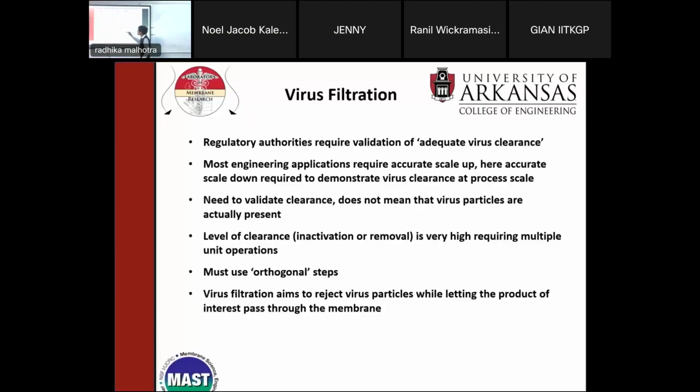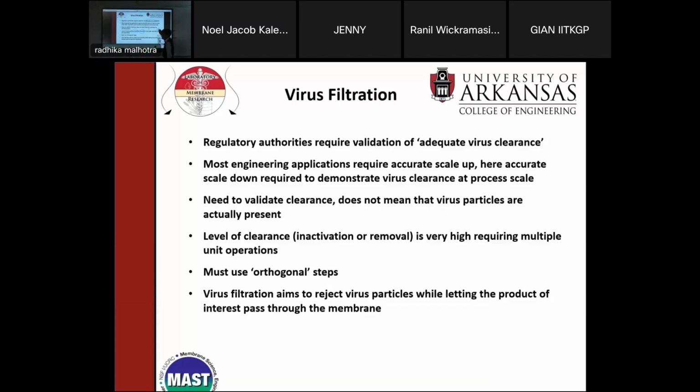The level of clearance, so clearance can be by inactivation or by removal. It doesn't matter, but it has to be one or the other. You can inactivate them or remove them. The level is very high, requiring multiple unit operations. I told you yesterday that there are two sources of virus infection. So one is the fact that you are using cells, and these cells were modified using something called retroviruses. And if you do the calculation from the inoculum all the way up to the bioreactor, you may need to remove something like 10 to the 15 retroviruses per ml, say.